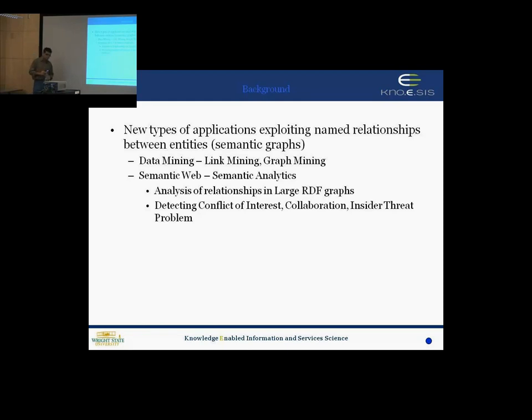So I can say that the person who lives in Colorado went to school at Columbia, and the person who was caught in New York was his classmate at Columbia at the same time. Using these RDF graphs and assigning spatial and temporal properties to them, it becomes a lot easier to do analysis.